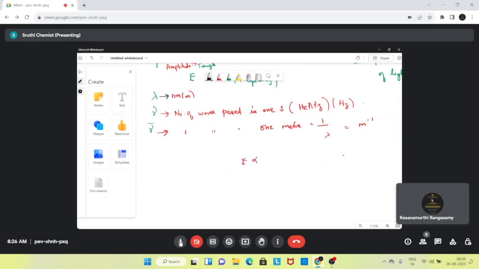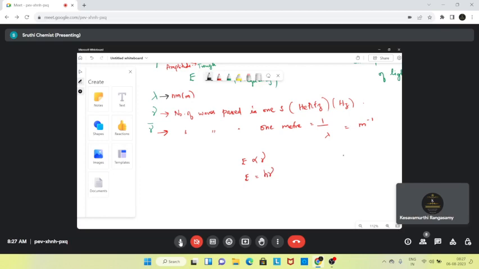Energy is directly proportional to nu. Nu is your frequency, right? Directly proportional means if one increases, the other one will also increase. To remove the proportionality, we have to add some constant. What constant can be used here? Planck's constant. Very good. So E is equal to h nu, where h is Planck's constant.